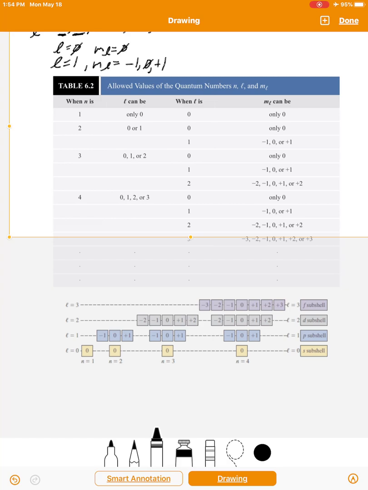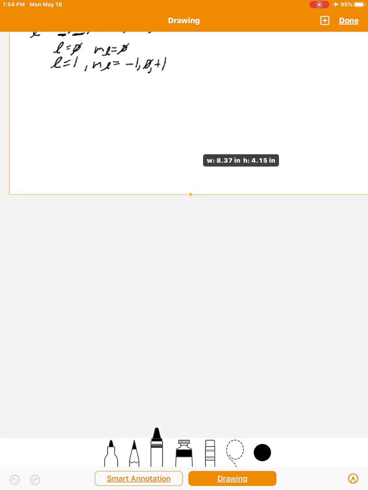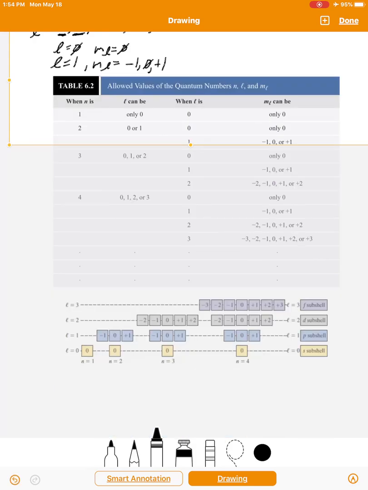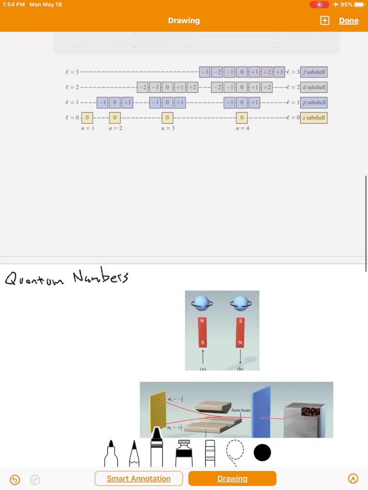So notice what happens. As L increases, the possibilities for M sub L increase. So if you go all the way up to L equals 3, M sub L goes from minus 3 all the way up to plus 3. That's 7 different possibilities. So those are plotted in the diagram below here. It's a very interesting little diagram, right?